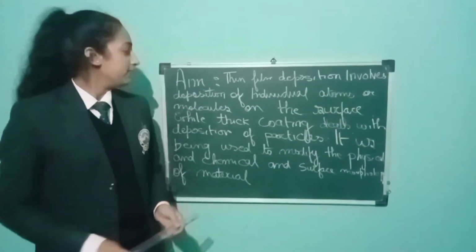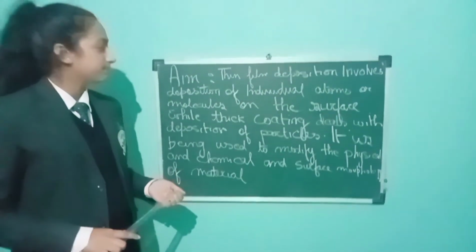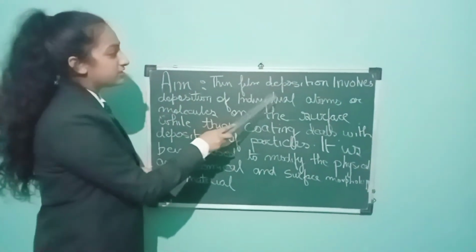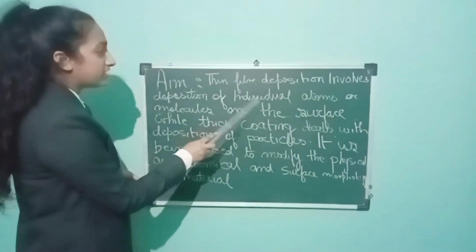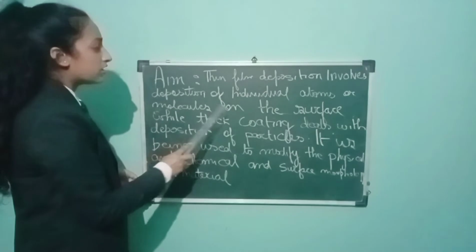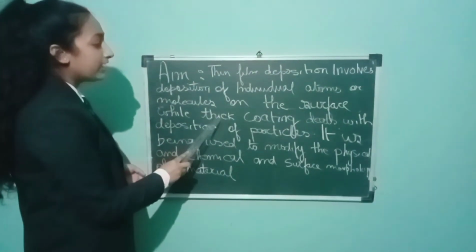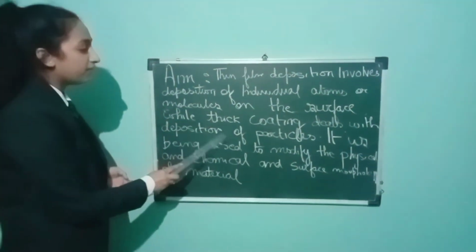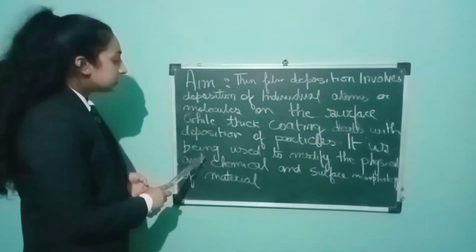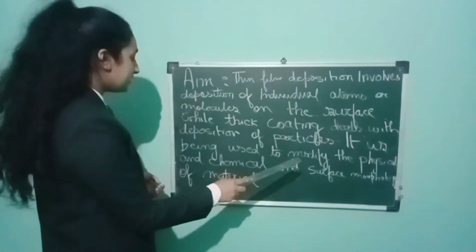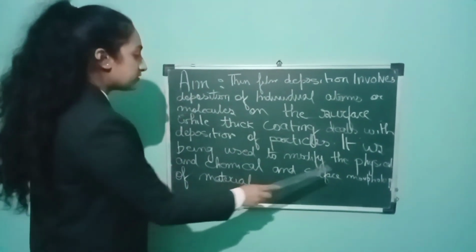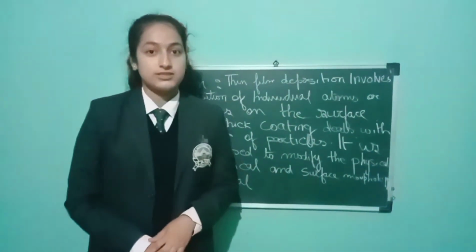Let us see the aim of the thin film technique. Thin film deposition involves deposition of the individual atoms or molecules on the surface, while thick coating deals with deposition of the particles. It has been used to modify the physical and chemical properties and surface morphology of the materials.